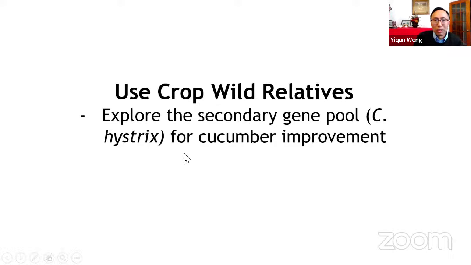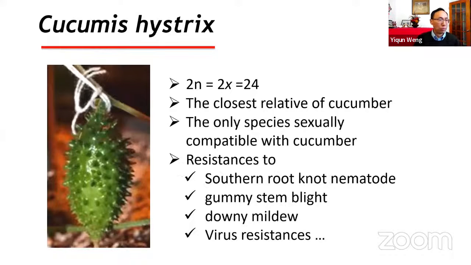My last topic is about the use of crop wild relatives. As I mentioned, Cucumis hystrix is the only wild species in the secondary gene pool which is actually compatible with cucumber. That means we can use some of its traits. Indeed, there are some unique traits not found in cucumber, like root-knot nematode resistance, dominant mutual resistance, and virus resistance.